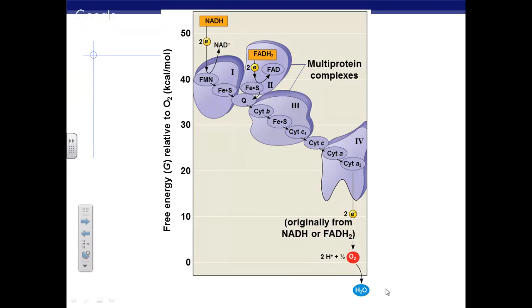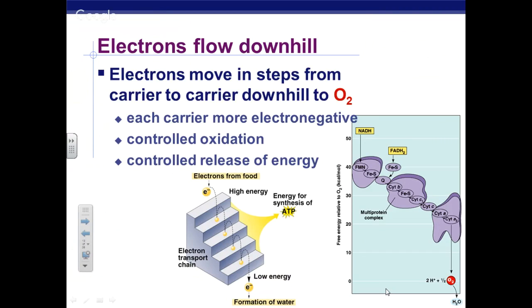It's interesting to note that a lot of iron is used in all these complexes. It helps you control the release of the energy from the electron, so it's not a giant fireball. It's a slow, stepwise release of the energy. Down, down, down. Each one of these carriers is more and more electronegative, and you have the most electronegative element at the bottom, which is the oxygen. So they're slowly being pulled down because you're increasing electronegativity as you go down.